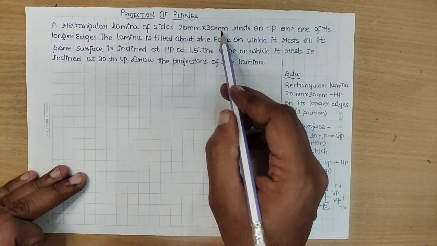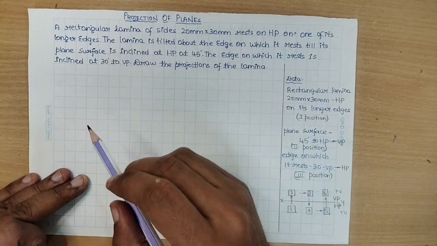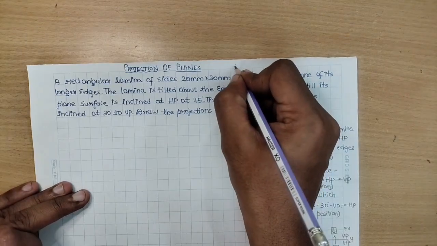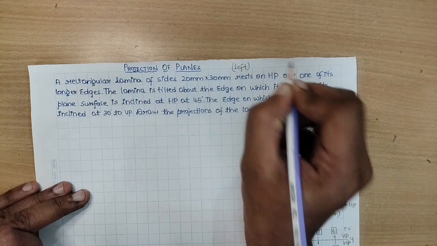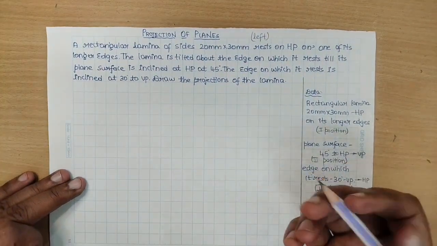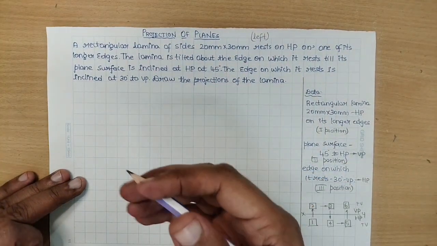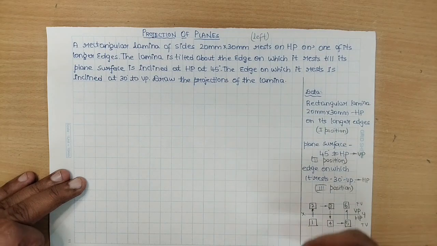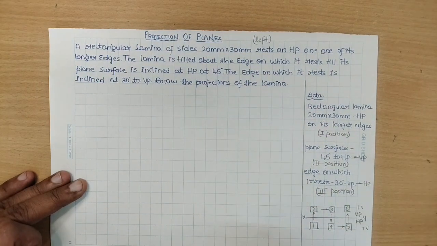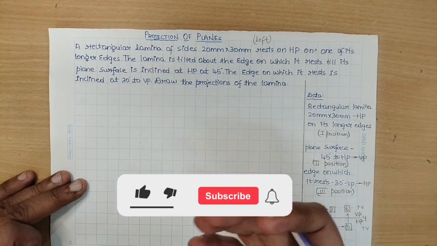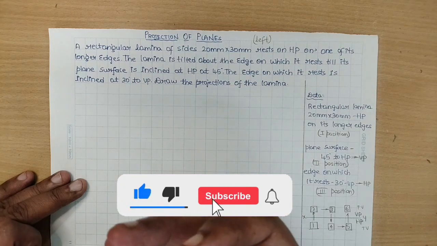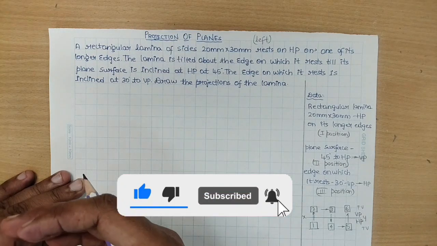A rectangular lamina 20 mm into 30 mm rests on HP on one of its longer edges. Let us give preference towards the left hand side of the observer. Please ensure towards the left hand side of the observer there is a longer edge. The question is, who is the observer here? I myself am the observer. So towards my left hand side I should place the rectangle on its longer edges.